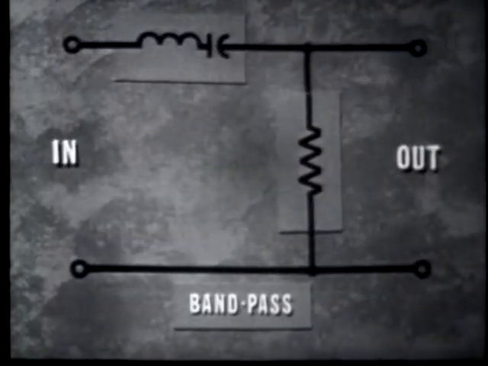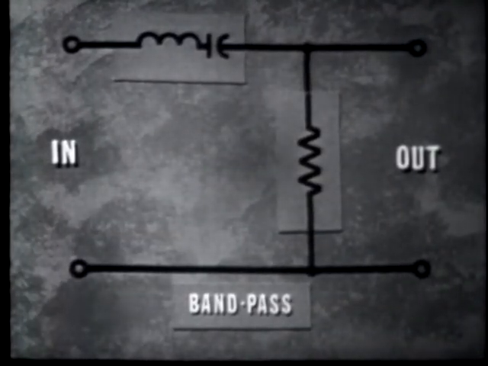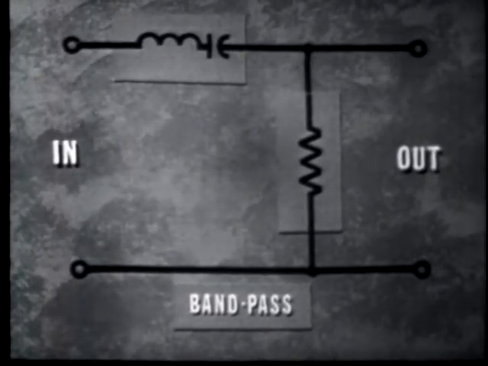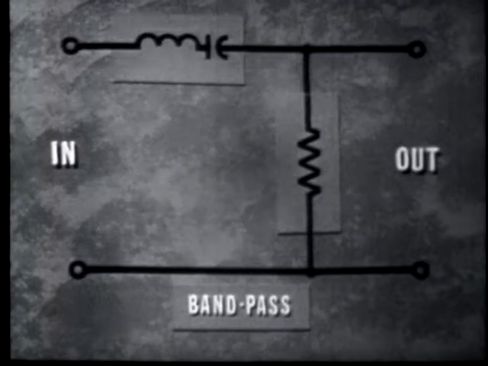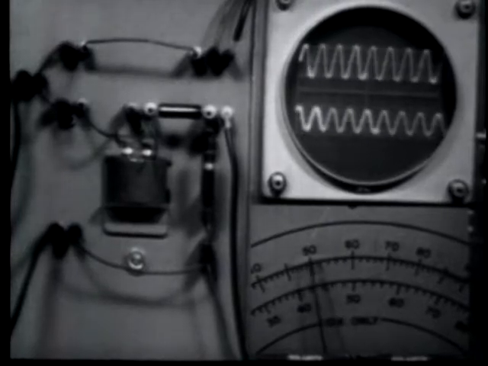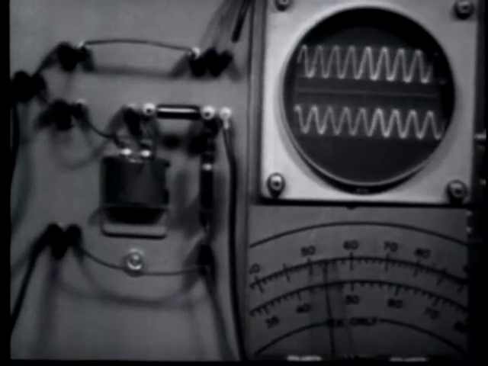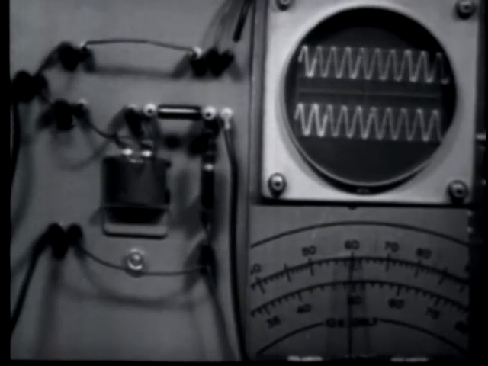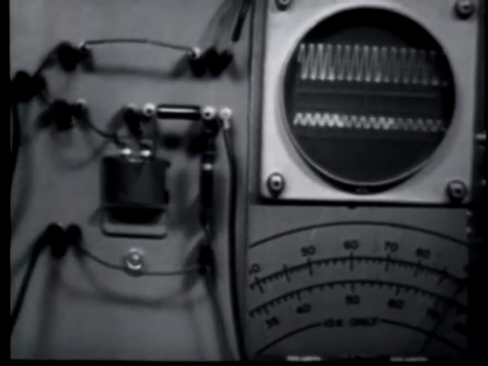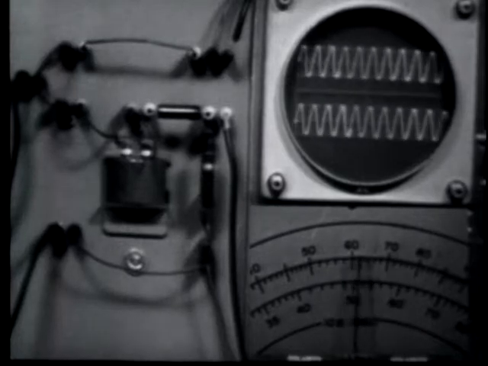A series tank circuit placed in the series position of the filter will pass a band of frequencies around resonance and reject those above and below resonance. Because a series tank offers minimum impedance to frequencies close to resonance and will pass them, but to all other frequencies, it offers maximum impedance and thus rejects them.